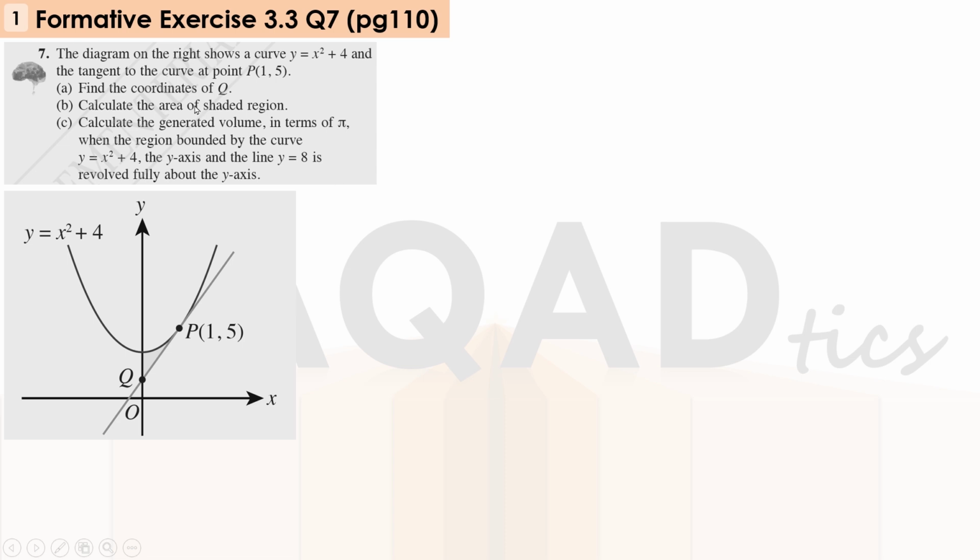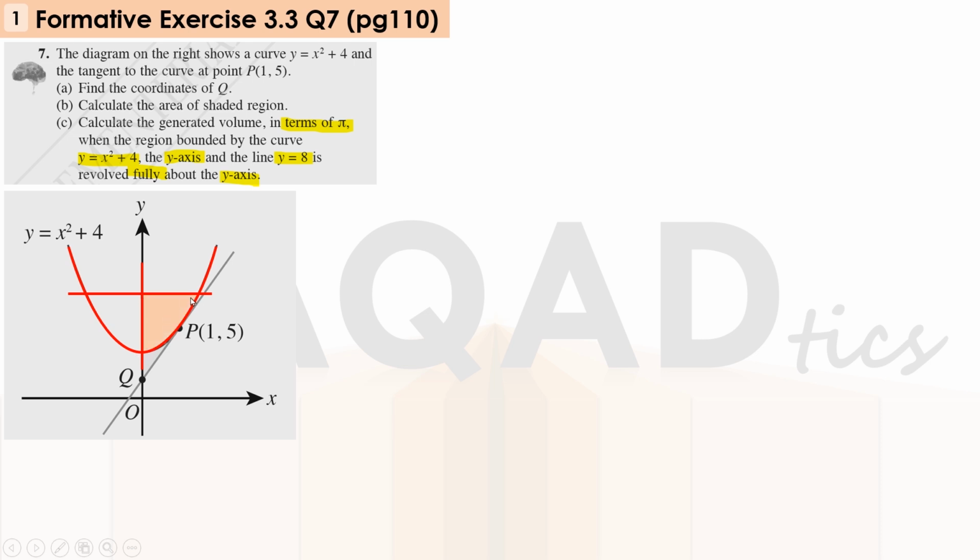Last question, find the generated volume in terms of pi. So this means for pi, remain as pi, don't change it to 3.142, right? So the region that we need to find the volume is bounded by the curve, right? Bounded by the y-axis and bounded by line y equals to 8, right? And this region we need to rotate fully around the y-axis, right? So the region here should be this part.